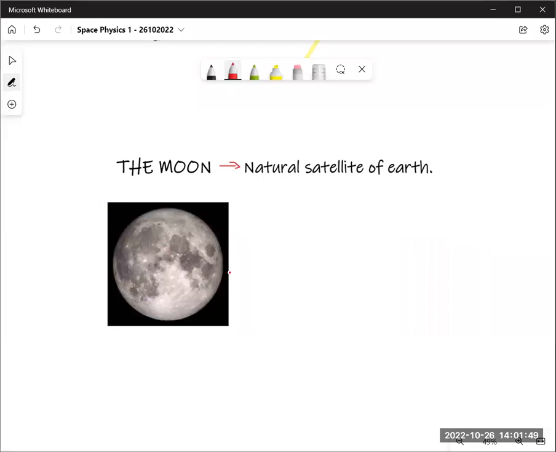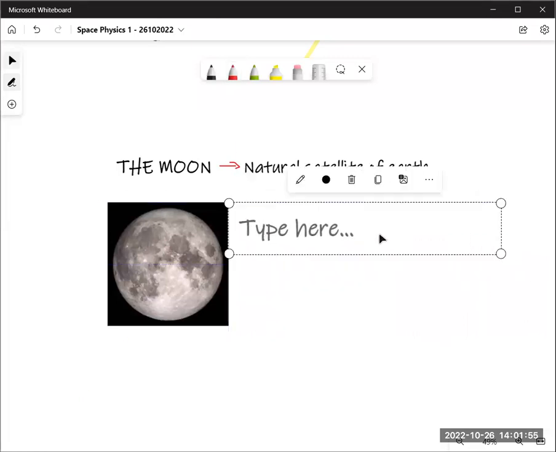Does it emit light? It reflects light. It reflects the light received from the sun. Yes, I think I'm right. If you're speaking, you're on mute.